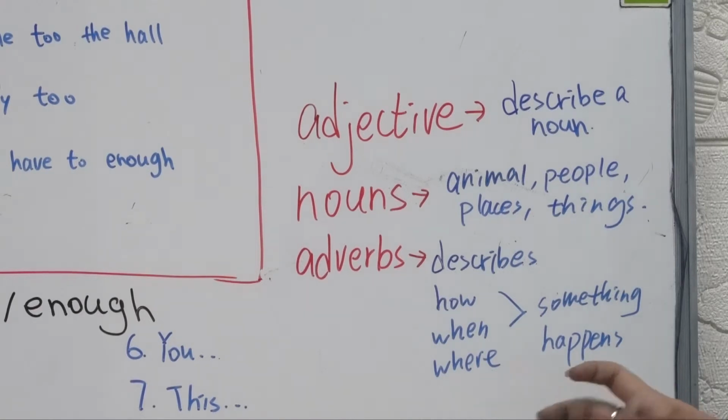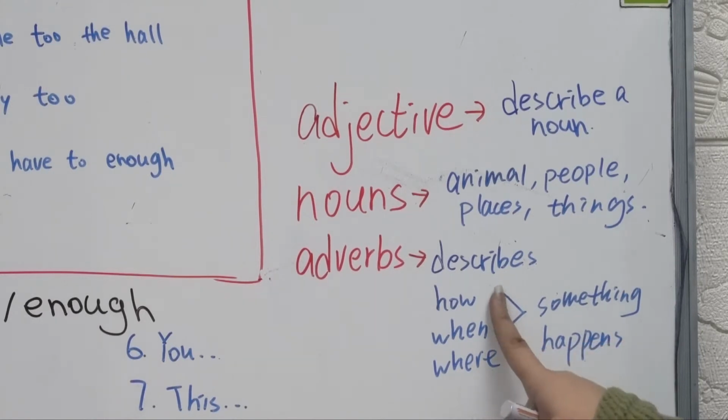So this adverb tells me how this action happened. I went to school yesterday. Yesterday is the word that tells me when that action happened. Where? I'm standing here. Here is the adverb. It tells me where I'm standing. Adverbs describe an action: how, when, and where something happens. Very important in grammar, you have to know these.